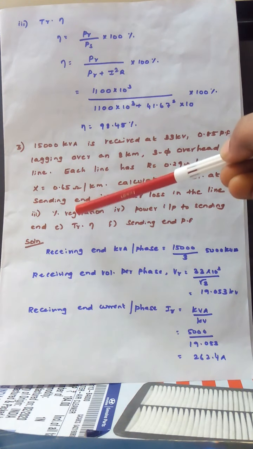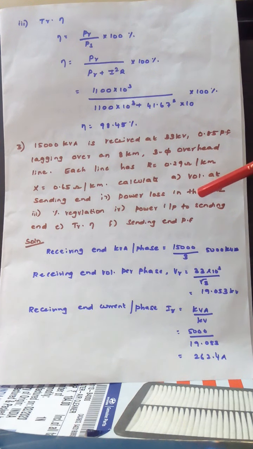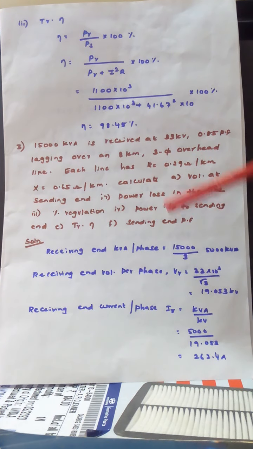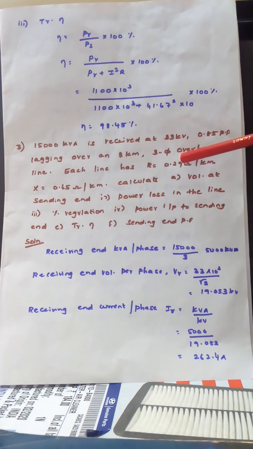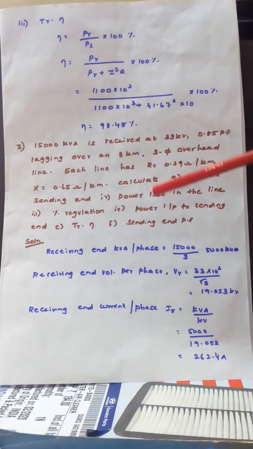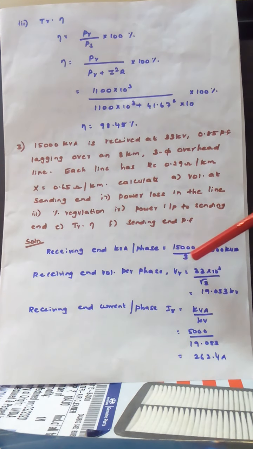Calculate the voltage at sending end, power loss in the line, percentage of regulation, power input to the sending end, and transmission efficiency and the sending end power factor. Here it is a 3-phase system, so we convert everything into per phase. Receiving end kVA per phase is 15,000 divided by 3.